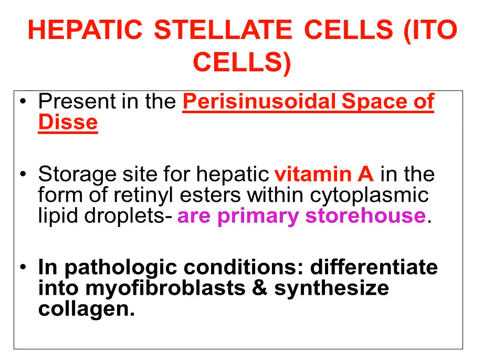Also, another type of cell known as Ito cells or the hepatic stellate cells are present in the perisinusoidal space of Disse. These are the site of storage for hepatic vitamin A. In pathological conditions, the Ito cells differentiate into myofibroblasts and they synthesize collagen fibers.